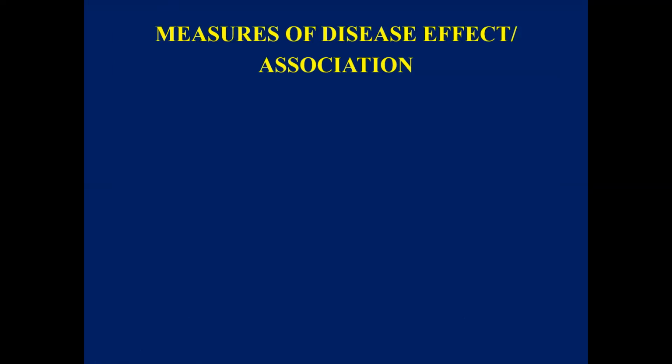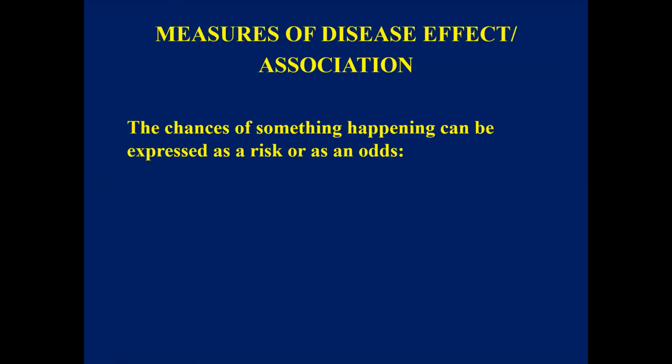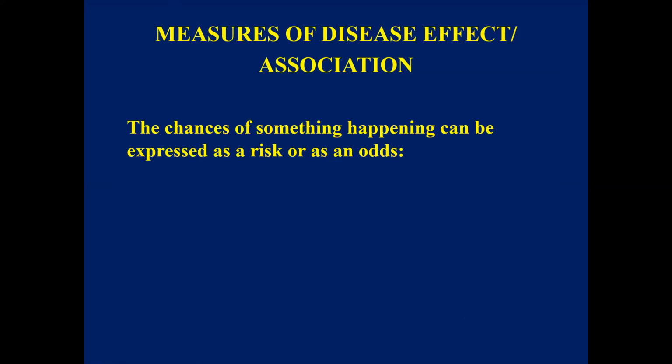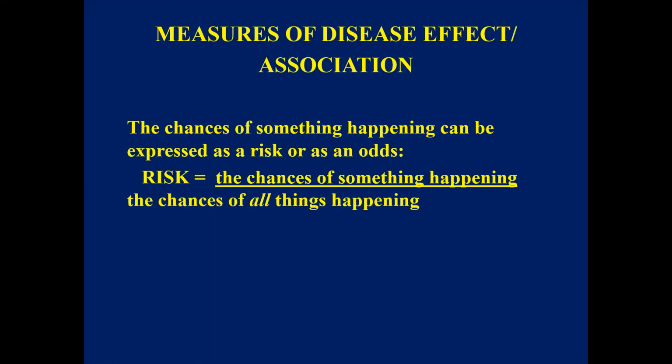Now coming to measures of association. Before going to measures of association, we have to think of two important terms. One is risk and the other one is odds. So risk and odds are very commonly used terms, and they carry different meanings. First let's understand what is risk, and then let's understand what is odds.